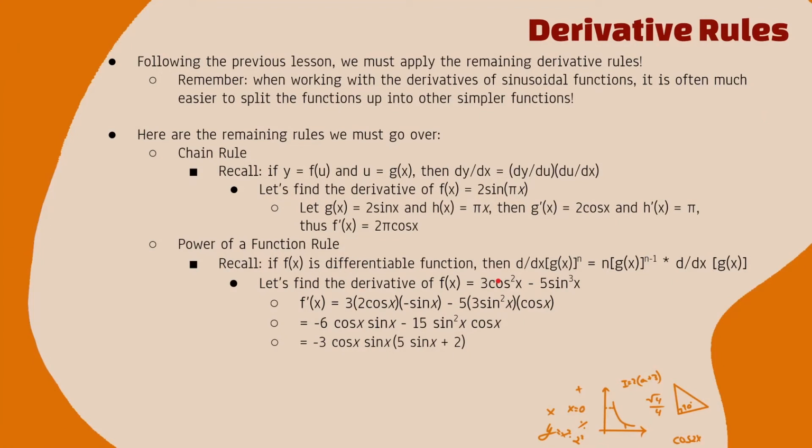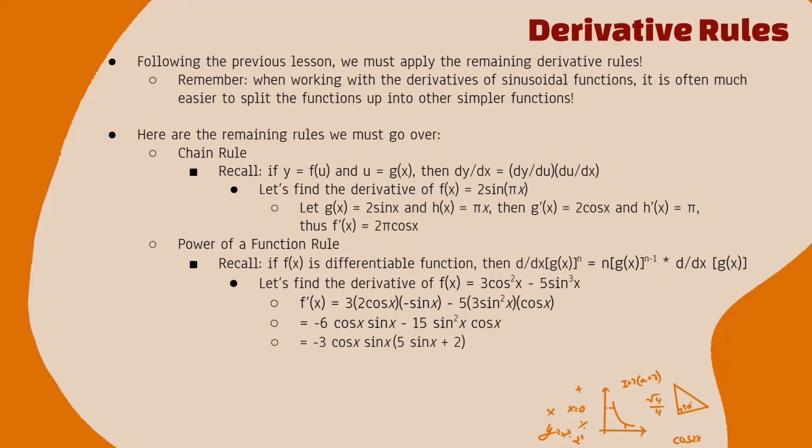Following the previous lesson, we have to learn the remaining derivative rules. Since these derivative rules are complicated, I really recommend that you try to split them up as much as possible into simpler functions. If you're given a bunch of different terms, or something times something times something times something, you could take those different terms, put them as a separate function, differentiate each by itself, and then combine them however you need to. So now that we have that, let's talk about the chain rule. That is the first one we need to discuss.